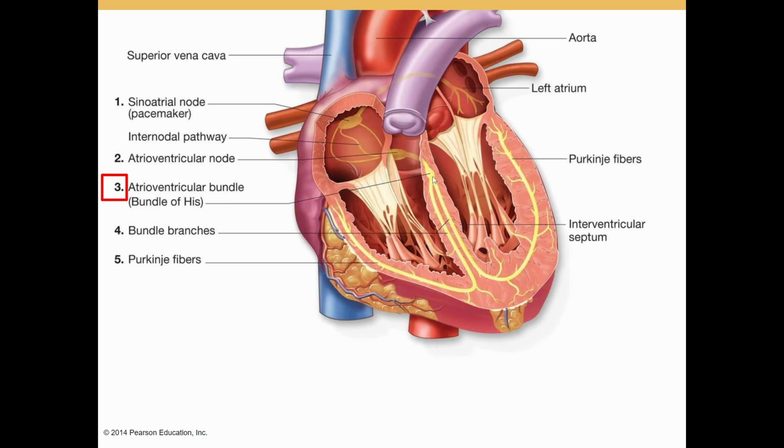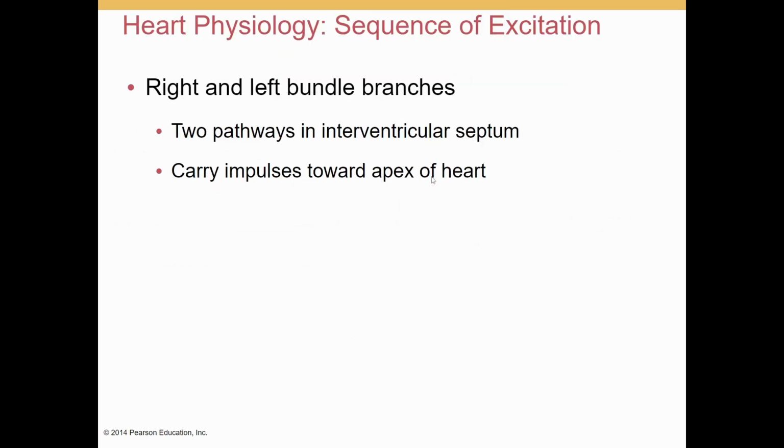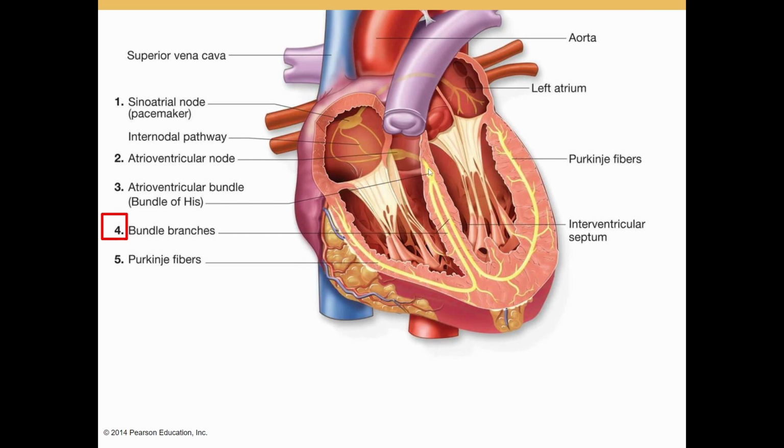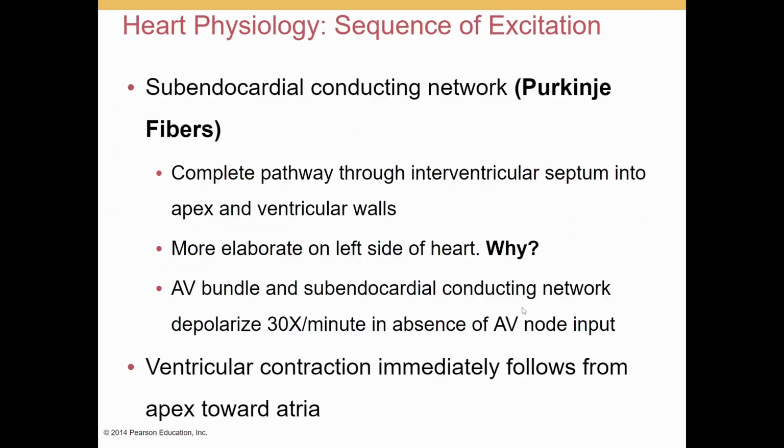So here is the AV bundle, also known as the bundle of His. Right and left bundle branches are going to go down the interventricular septum towards the apex of the heart. And that impulse from the AV bundle will then make its way towards the bottom of the ventricles, or apex. Then the Purkinje fibers will go towards the outside walls of the ventricles, so they complete the pathway through the interventricular septum and out to the ventricular walls, and they are going to be the most elaborately branched.